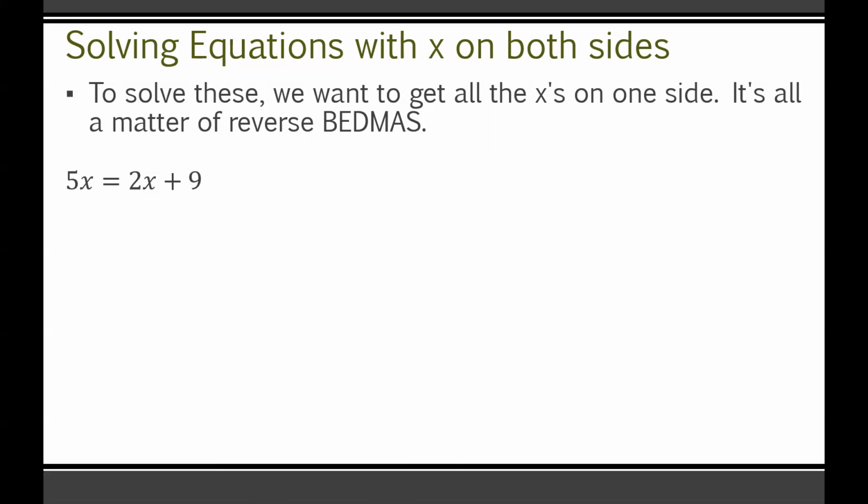So it's all a matter of getting rid of what you have in this addition and subtraction end first and working your way towards brackets. So again, the main goal here is get all your x's gathered on one side. So if I look at this very first question, 5x equals 2x plus 9. We got x over here, and we got x over here, right? So there's x on both sides of this equation.